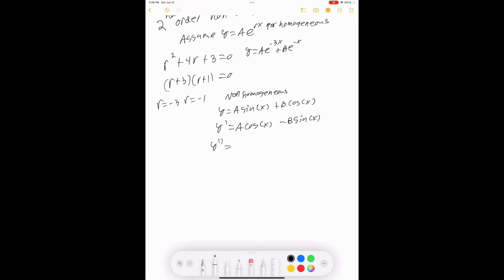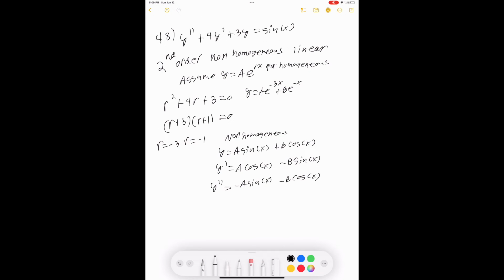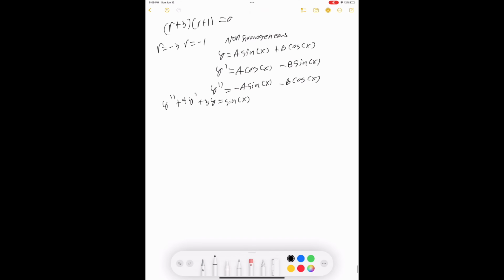So our derivative is a cos x minus b sine x, and our double derivative is going to be negative a sine x minus b cos x. Now we're going to plug that in, right? So we're going to plug negative a sine x minus b cos x into y double prime. We're going to plug in 4 times a cos x minus b sine x into our 4y prime. And we're going to plug in 3 times a sine x plus b cos x into our 3y. And that's all going to equal sine x.